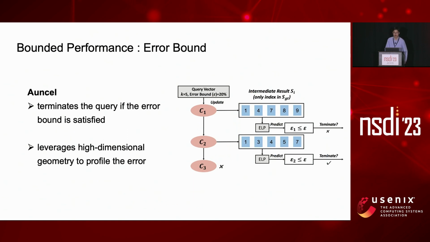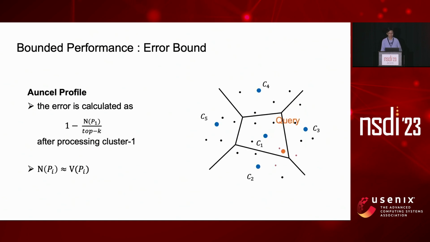Our system Auncel provides the query error after searching each cluster. If the error satisfies the specified error bound, Auncel terminates the query and returns the intermediate result. In this example, Auncel terminates the query processing after processing cluster 2, and it does not process cluster 3. As for the error profile, Auncel leverages white box high-dimensional geometry to predict the error.